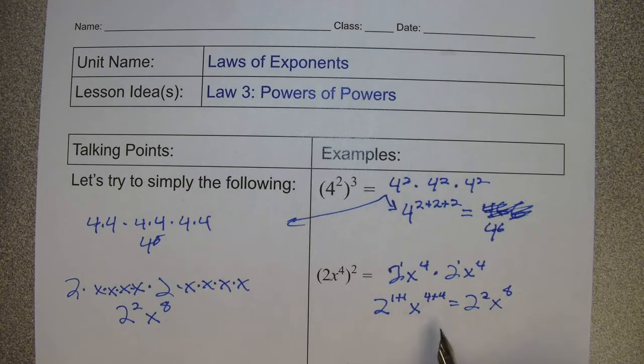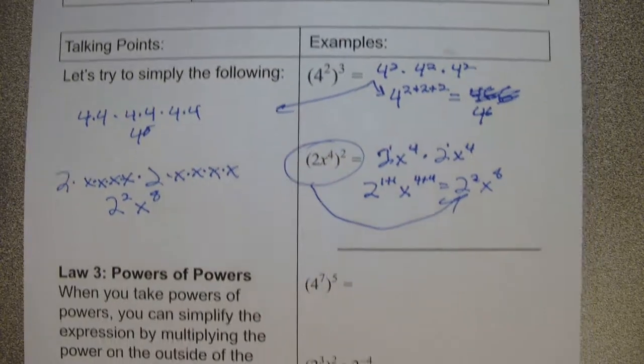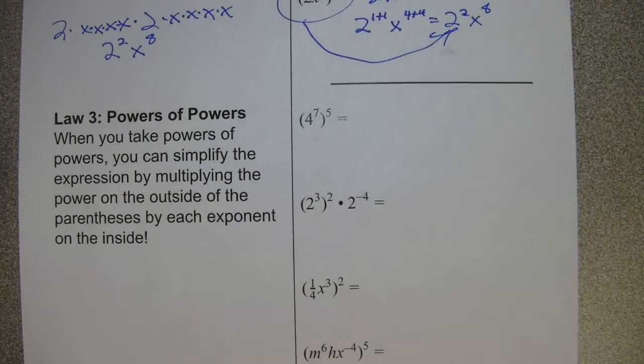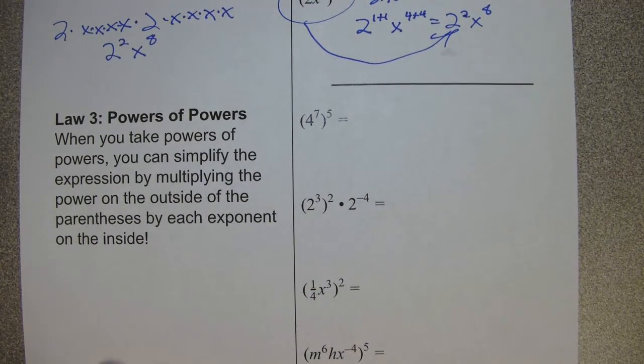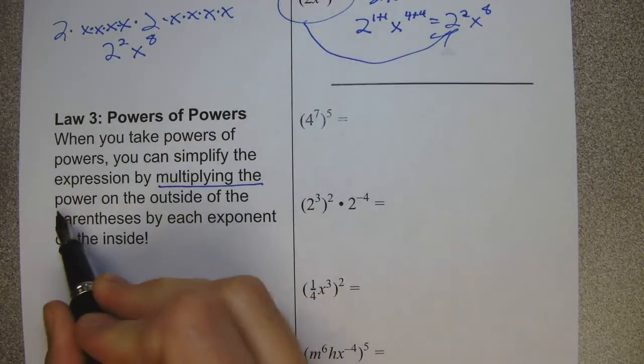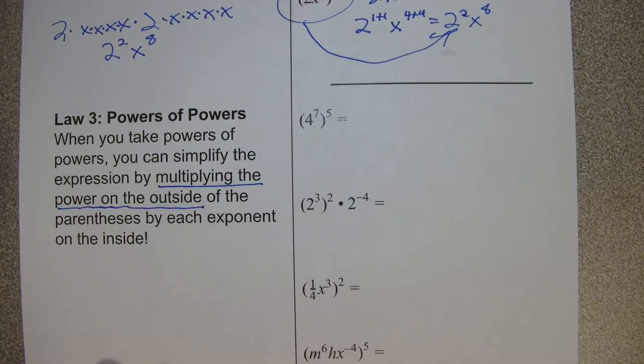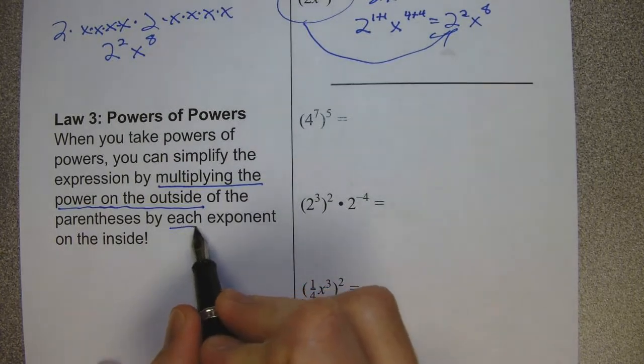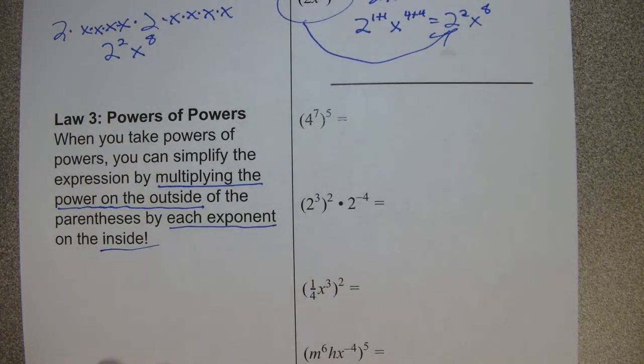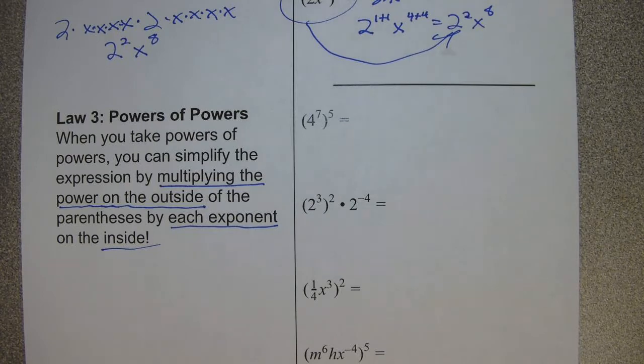Instead of doing all that work, could we have gone from our original to our final answer in one step? And the answer is yes. All right, take a look. Our third law of exponents is powers of powers. And here's what it says. It says when you take powers of powers, you can simplify the expression by multiplying the power on the outside of the parentheses by each exponent on the inside. Again, we keep the bases the same throughout all of this. So let's try it.